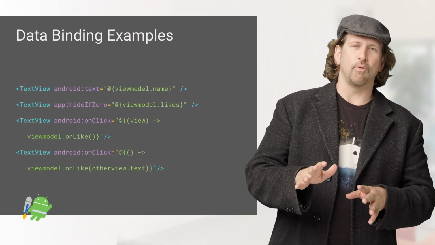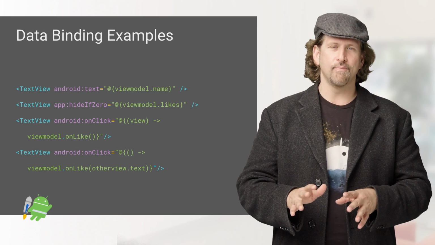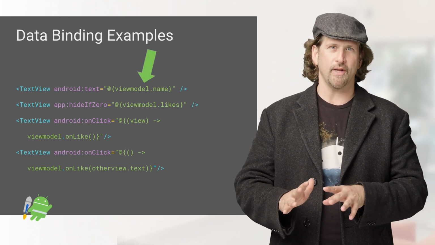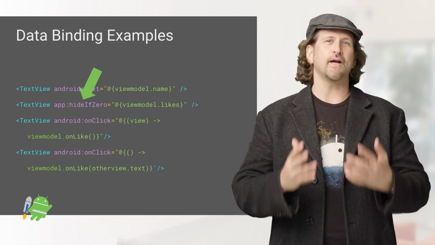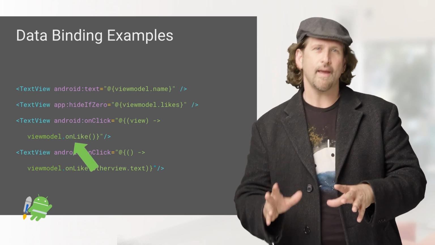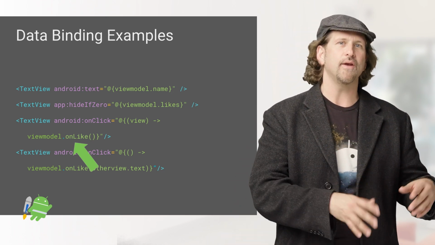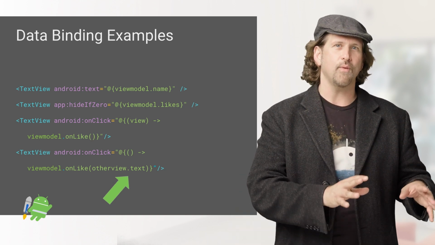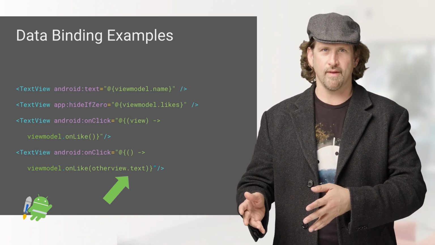Here are some examples of layout expressions in a text view. In the first one, we're assigning the text property to a view model property. In the second one, we are using a custom attribute, height of 0. In the third one, we're using a lambda, which gets passed to the text view and calls onLike. And in the fourth one, we're using a lambda, which calls onLike with the text property of another view.